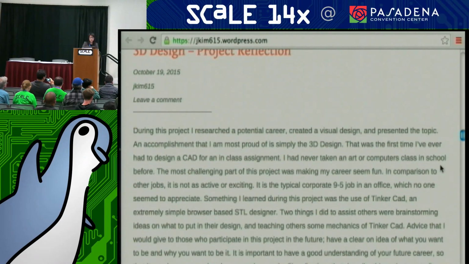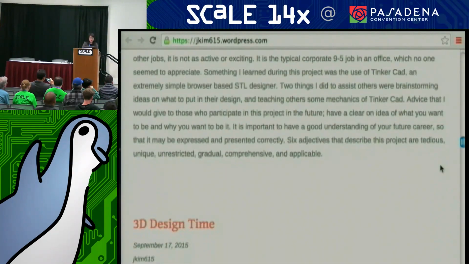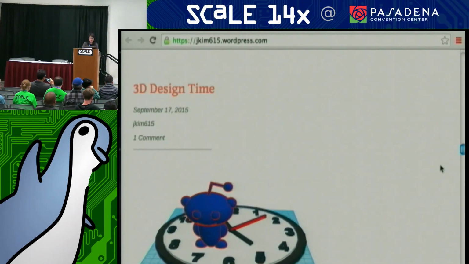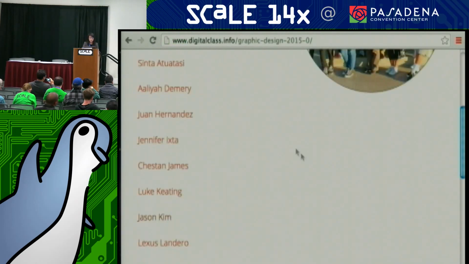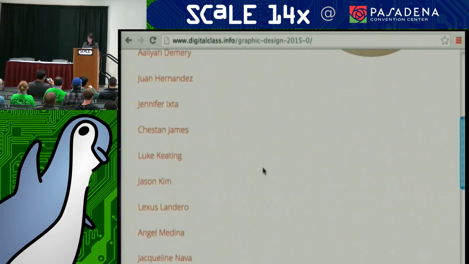They also reflect on projects that they complete in the class, and this was an experimentation with Tinkercad, and WordPress serves as an essential blogging platform for all the students in the class to utilize as a sort of portfolio to showcase their academic works and their projects.